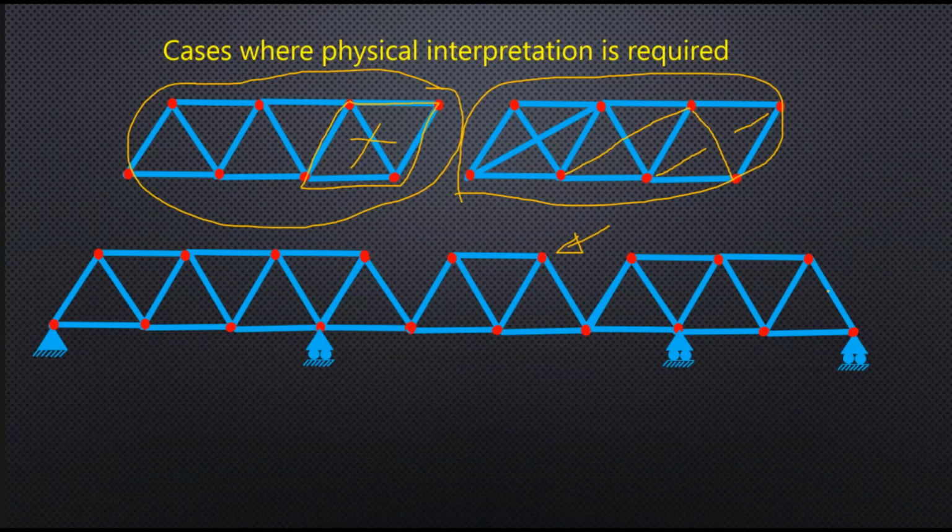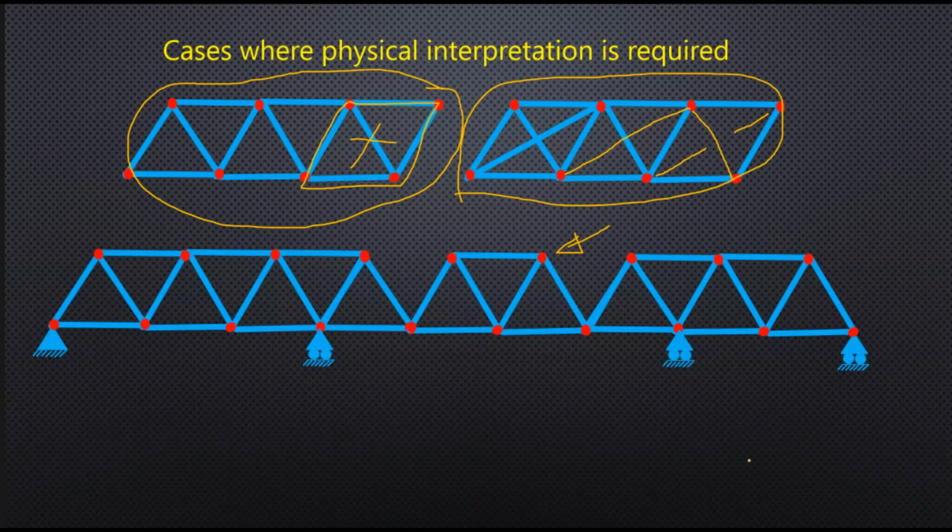So let me count it. 1, 2, 3, up to 33. Oh my God. So I have to get 35, but I have 33 members. Now I want to ask you, is this topology geometrically changeable? Why does the entire truss system not work?